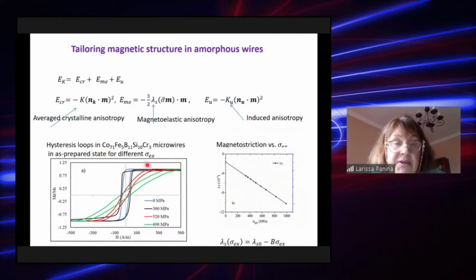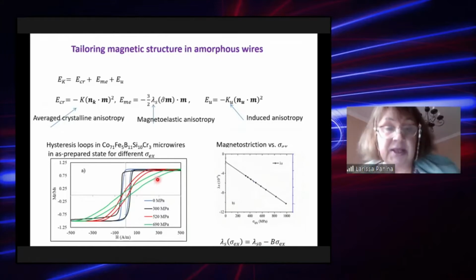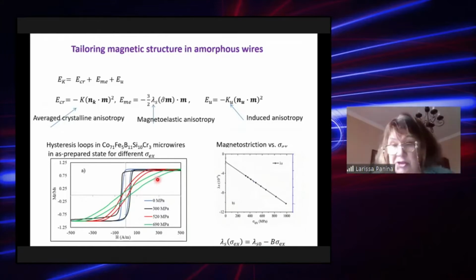The loop is rectangular. But if we apply stress, we can change the character of the magnetization process, and all this is due to the dependence of magnetostriction on stress. So we can apply external stress and go from this blue line to green, right? So the hysteresis becomes almost without large hysteresis.